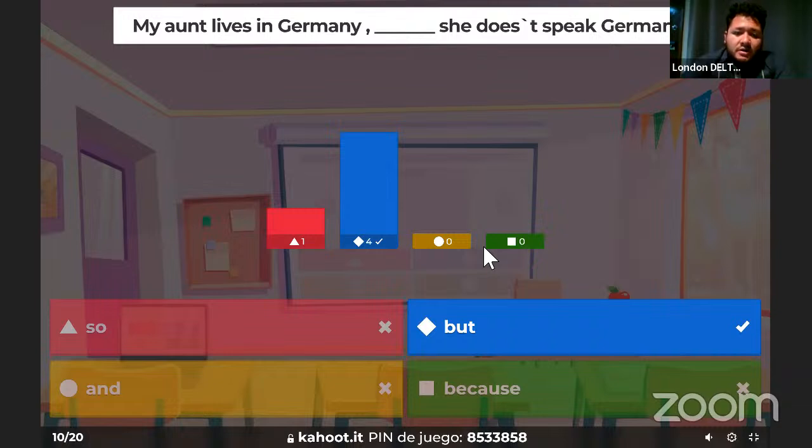Muy bien. Entonces aquí veo que escogieron correcto. ¿Alguien tiene alguna duda? No, teacher. No. So you can see how these are two sentences that have opposite ideas or contradictory ideas. So you need to contrast them, right? My aunt lives in Germany. So you expect someone who lives in a country to speak the language. She doesn't speak German. So this is a contradiction. You need to find something that contrasts the idea. Entonces, but contrarresta eso. Más bien contrasta, no contrarresta.